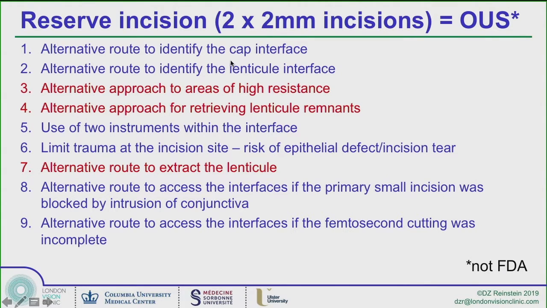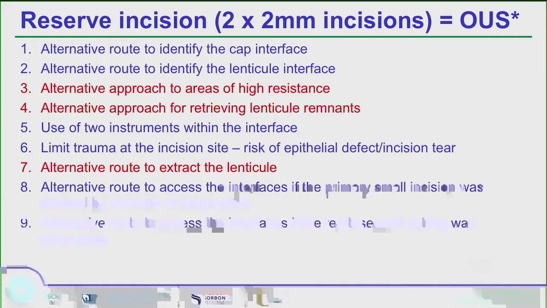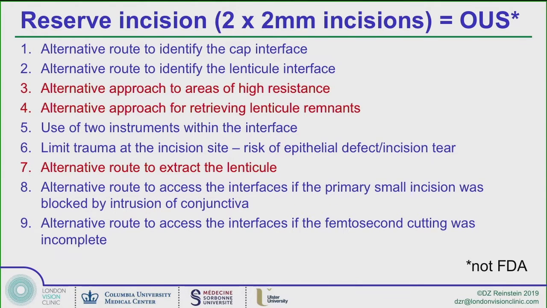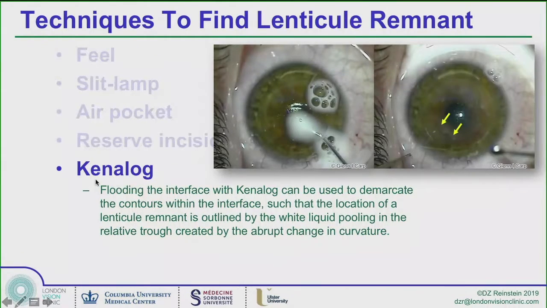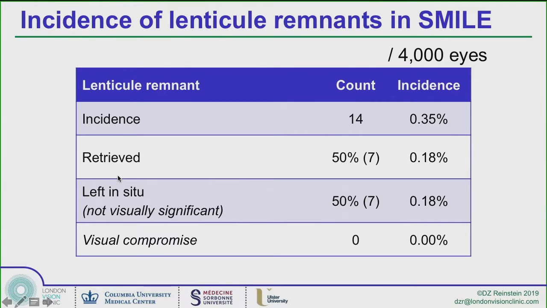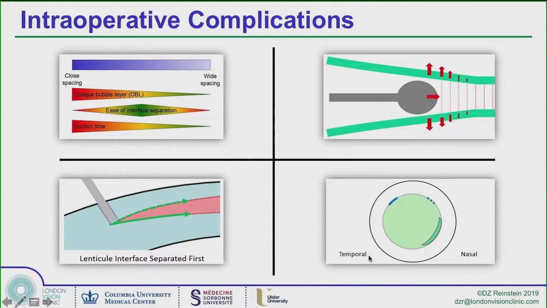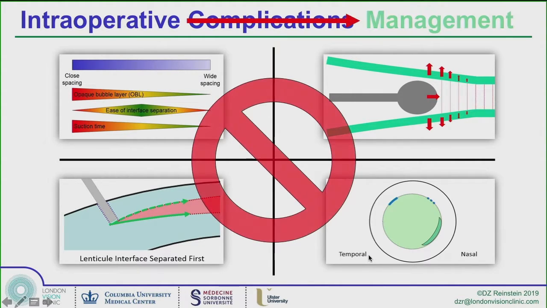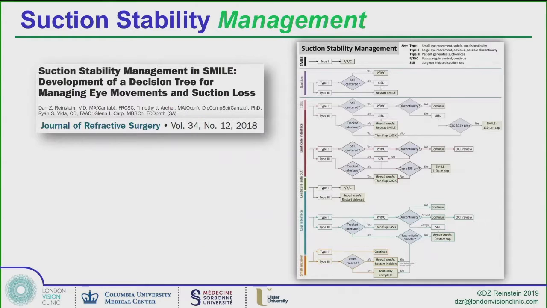You have a big incision here, so you can get access to most of the areas, but there are 9 reasons why we use 2 incisions. And you can use Kenalog in the interface, and that'll delineate interfaces for you. The point is that retained lenticules don't cause a problem if you identify them and remove them, and even if you leave small ones, it doesn't cause a problem. So really, it's about management of complication.